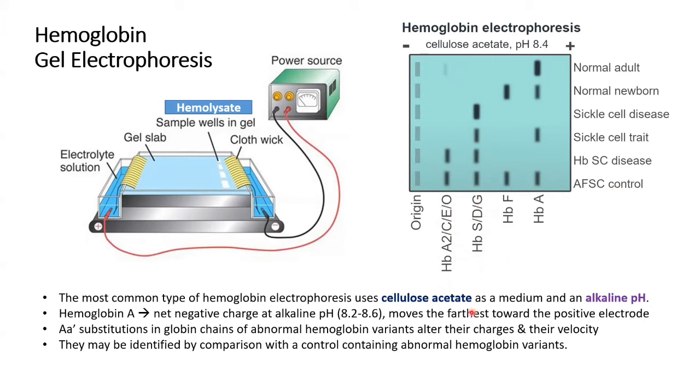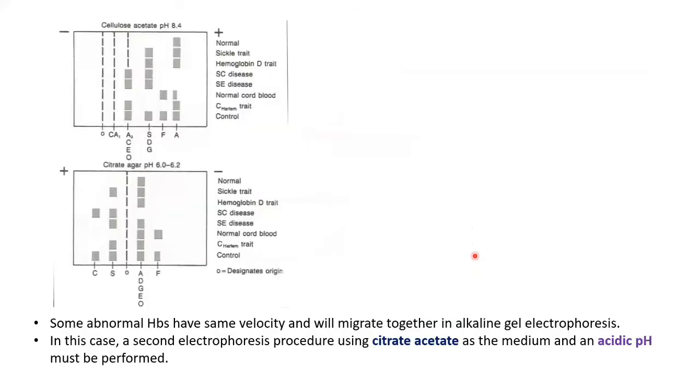This is a very simple method. And usually we run at an alkaline pH. That's the first gel electrophoresis which you run. In cases where there is a single band present within the S or the C region, you need to separate whether they're homozygous or compound heterozygous states. We would have to run an alkaline electrophoresis. That is, as I mentioned, that they may have same velocity and migrate together.